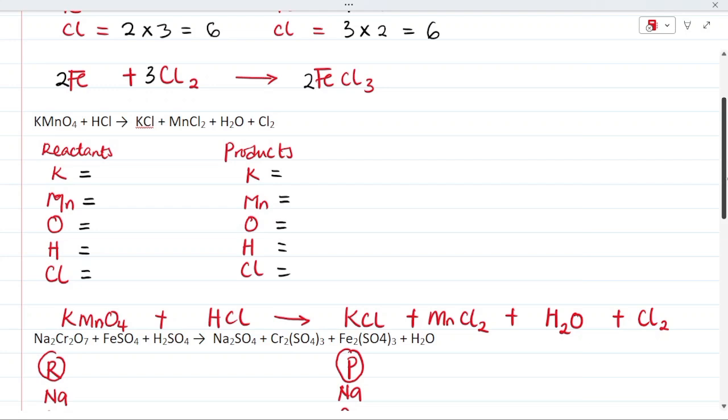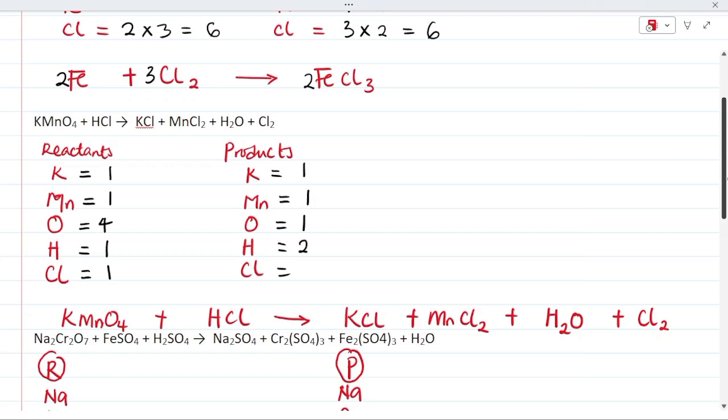Again, we count. Potassium is just 1. Manganese is 1. Oxygen is 4. Hydrogen is 1, chlorine is 1. On the product side, potassium is 1, manganese is 1. I like counting in the same order so I don't mix things up. Oxygen, also 1. Hydrogen is 2. And then chlorine.